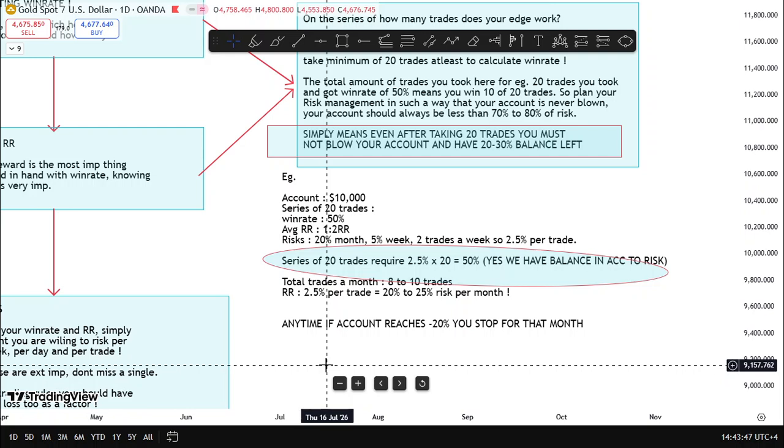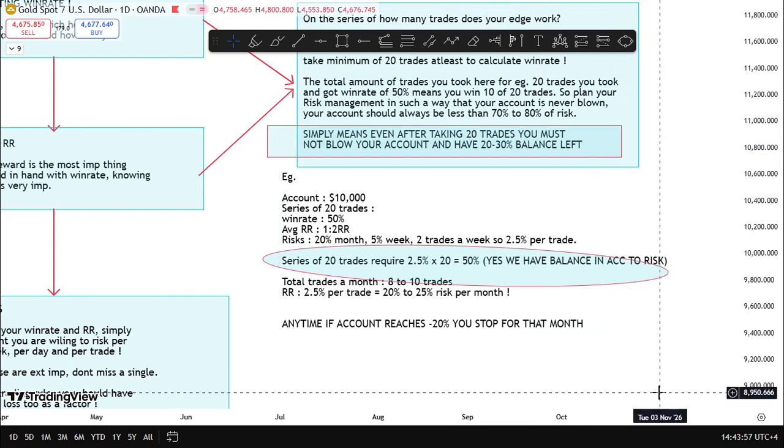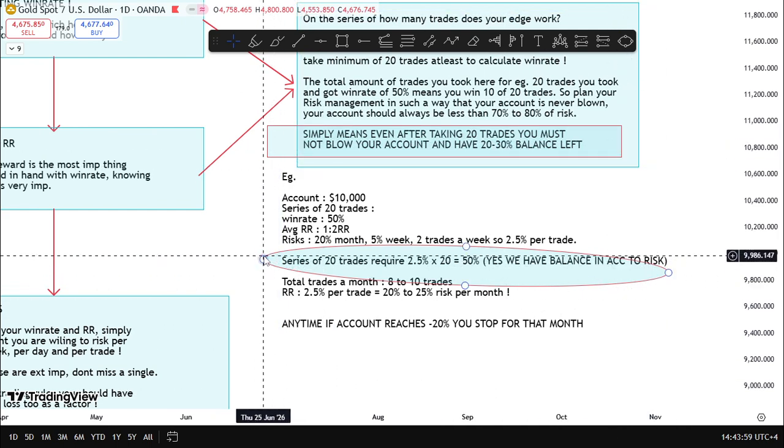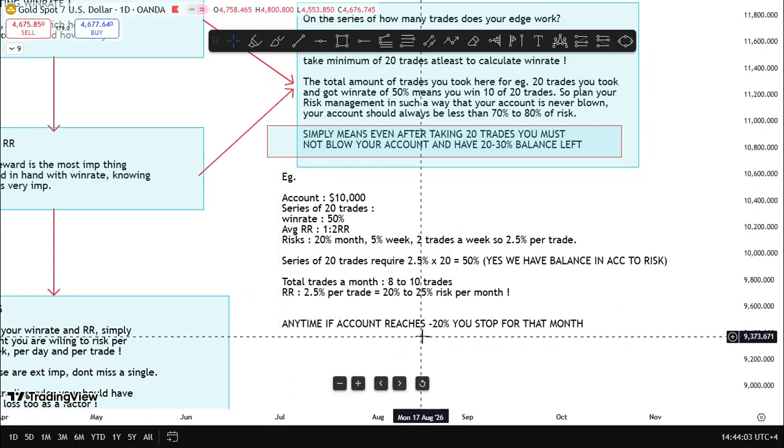all of them go in loss, still, which is not quite possible, but still calculating the worst case is very much important. You should have 20 to 30% minimum balance left. This is how you will manage the risk, guys. This is something that not everyone will show you, guys.